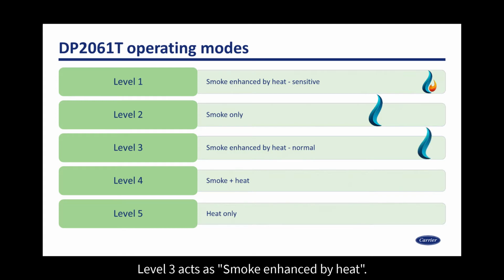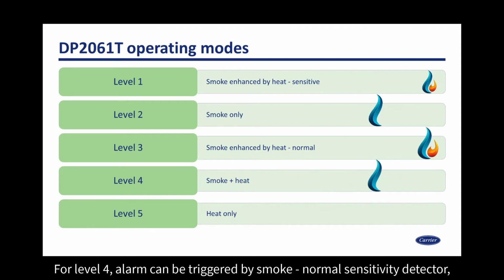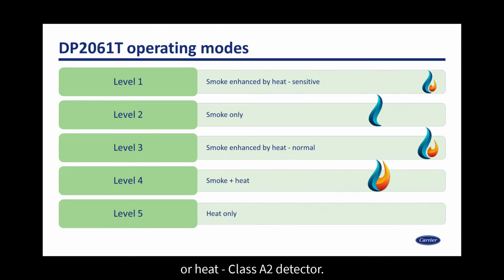Level 3 acts as smoke enhanced by heat. It is similar to setting number 2, but becomes more sensitive when the temperature rate of rise is detected. For level 4, alarm can be triggered by smoke, normal sensitivity detector, or heat, class A2 detector. Level 5 turns the multisensor into a heat sensor that is programmed for alarm class A2.